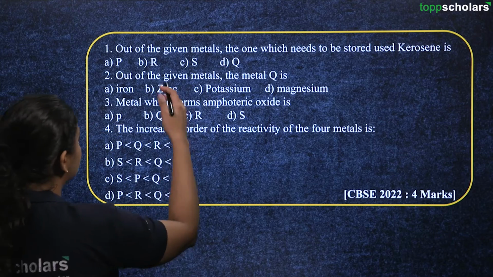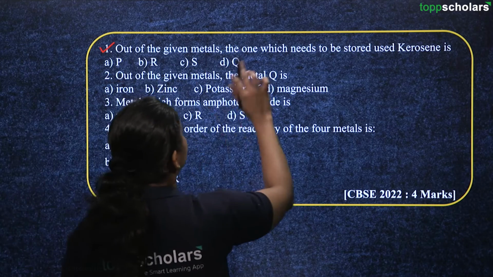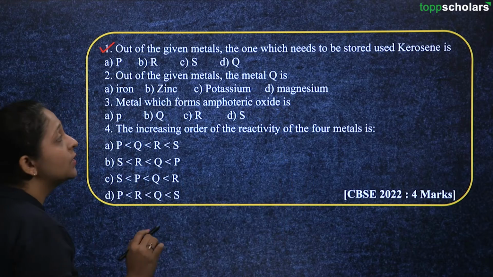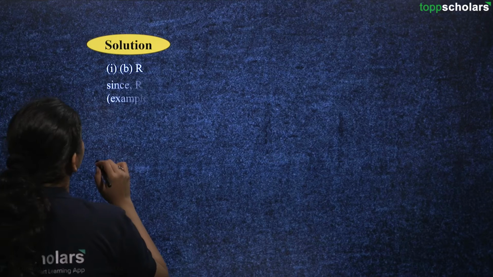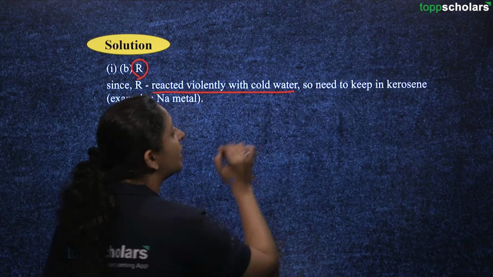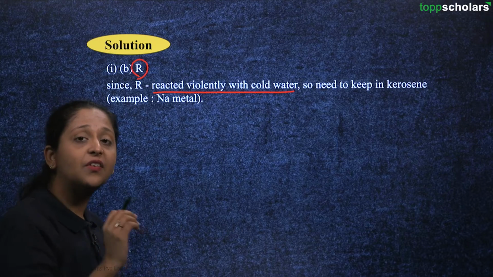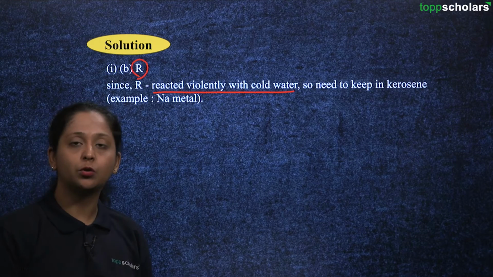Out of the given metals, we are provided with 4 different questions. Let's start with the first one. Out of the given metals, the one which needs to be stored under kerosene is R. Why? Because R reacted violently with cold water. It was given in your case study question that R is reacting violently with cold water.